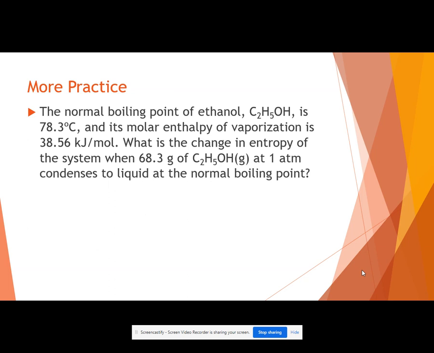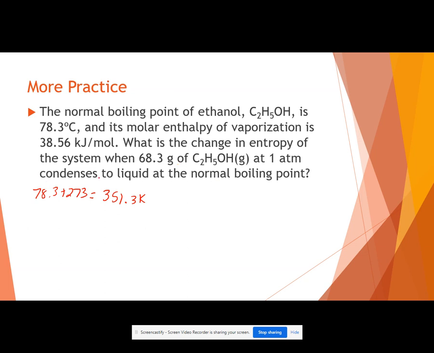Here it says our normal boiling point of ethanol is 78.3 degrees Celsius. The first thing you should do is see that that's 78.3 degrees Celsius, and we need to change that to Kelvin. So 78.3 plus 273. For your Kelvin value, that is going to get you 351.3 Kelvin. It wants to know what the entropy change of the system is when 68.3 grams at 1 atm condenses.